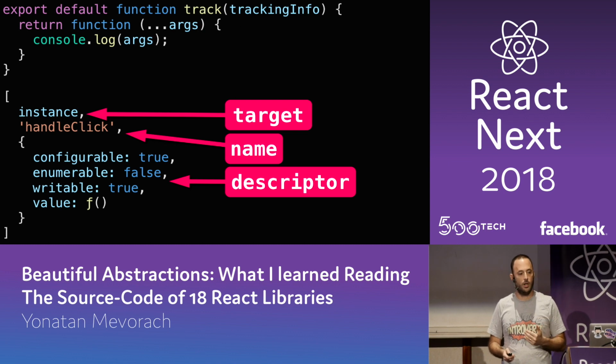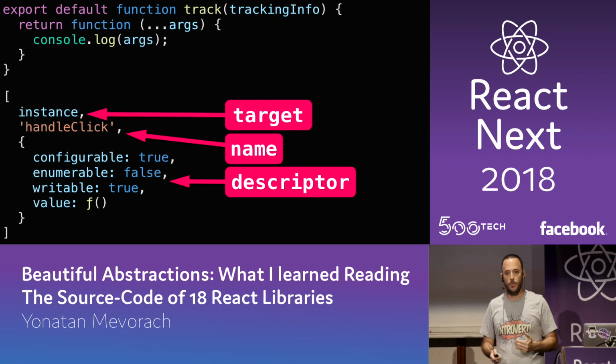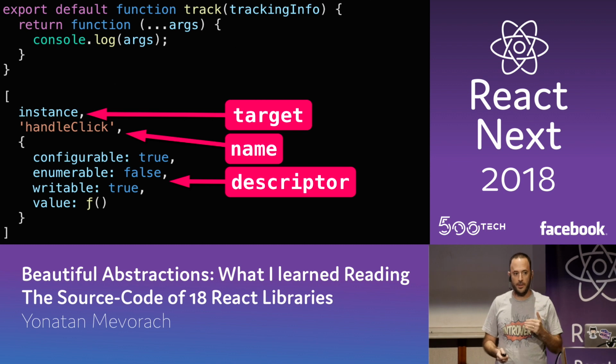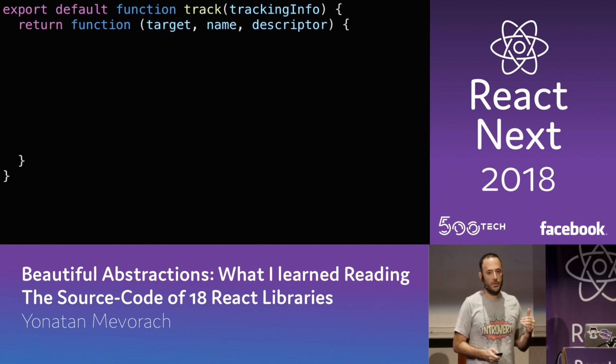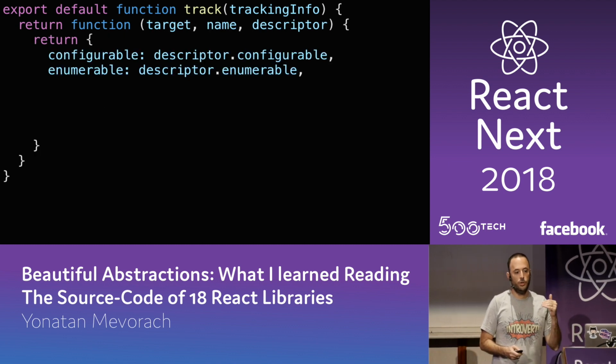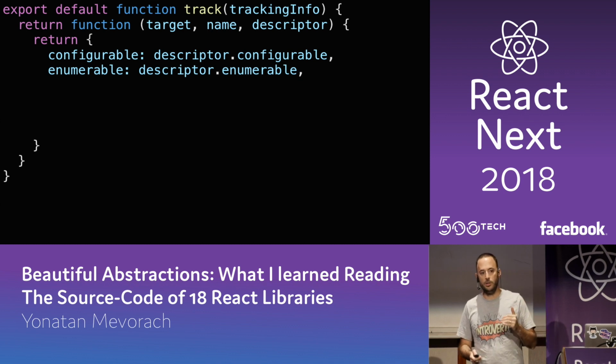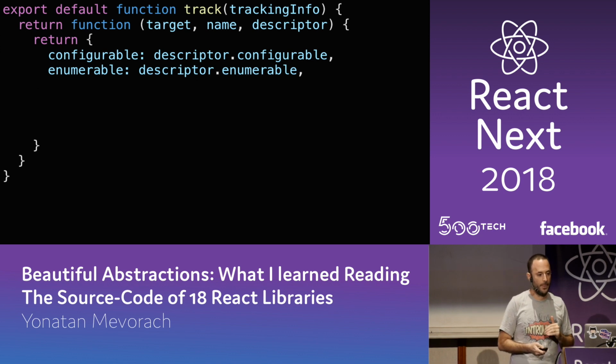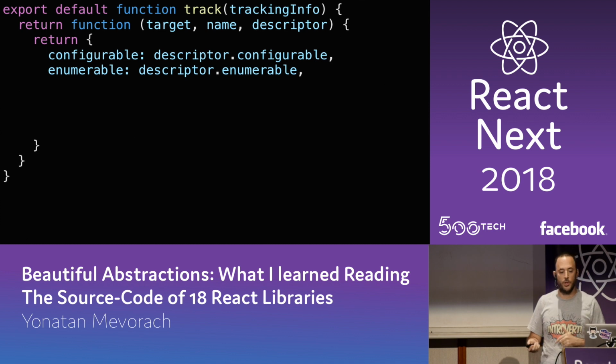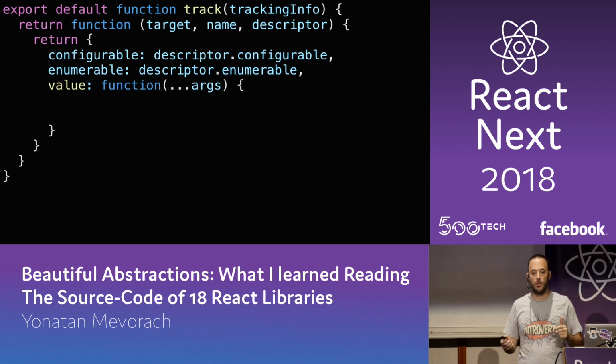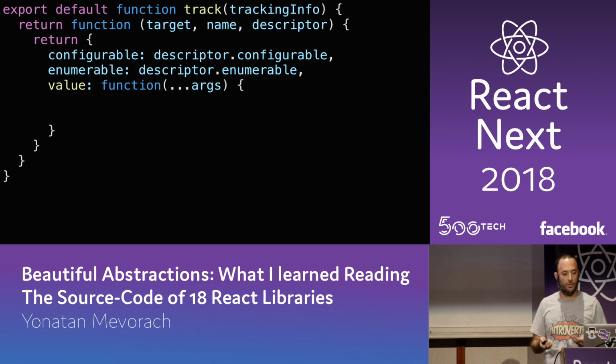So let's actually write our decorator now. What we want to do is, if we decorate a method, call the real implementation of the method, but before that, report to our analytics software. So we have the target, name and the descriptor, and basically you return a new descriptor from this function, and it can completely change what the method that you're decorating is doing. So we're going to copy over the configurable and enumerable properties from the original descriptor, but we're going to give it a completely new value as the actual implementation of the method.